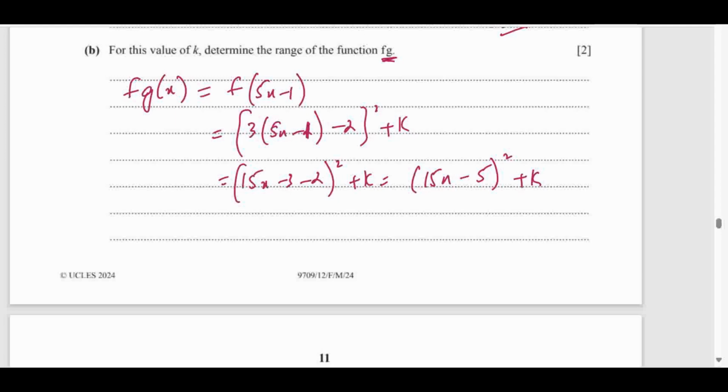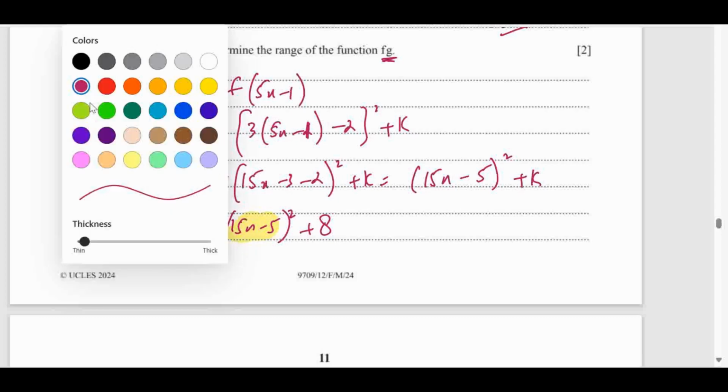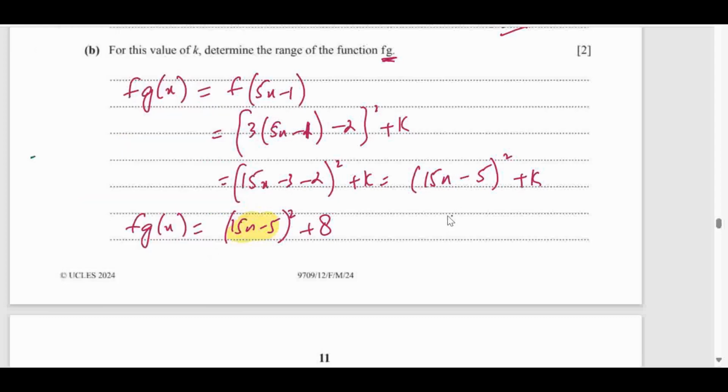Now the value of k was fg of x is equal to (15x minus 5) whole squared plus 8. So it means this portion cannot be negative, so this will always be positive. For all the values of k, this will always be positive. So the value of y, or the range, will always be greater than or equal to 8. This will be the final answer and this will be the range.